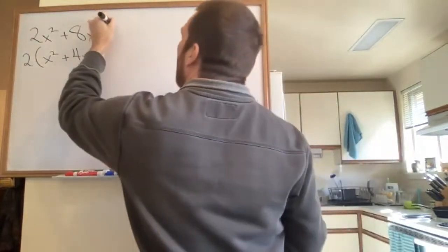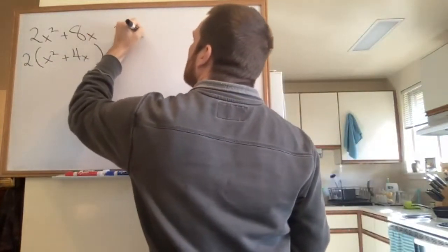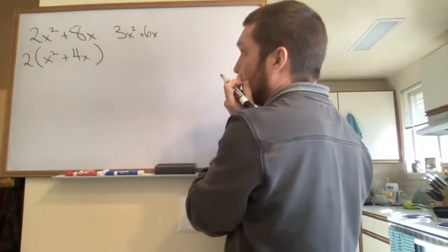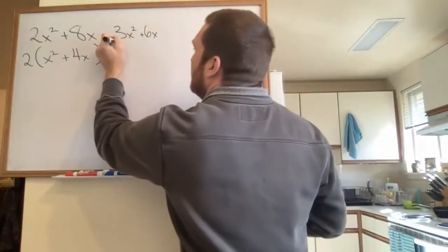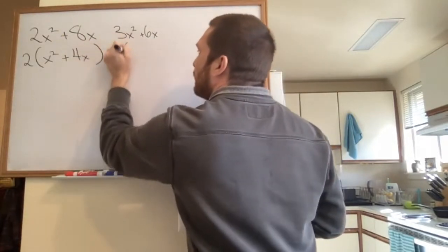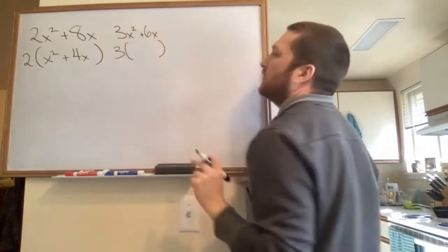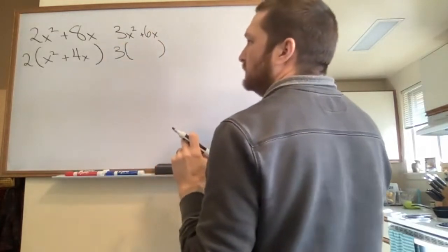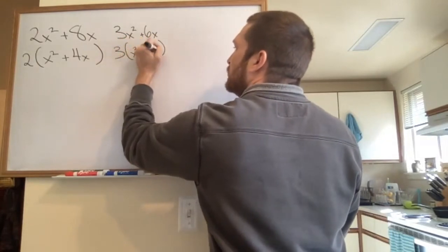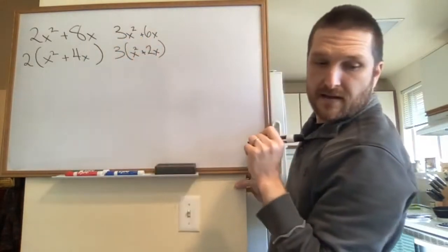Let's do another one. Can I factor something out of there? Yeah. Okay. What can I factor out? A 3. So I have a 3, and then what's left over on the inside? An x squared and a 2x. X squared plus 2x. Okay.